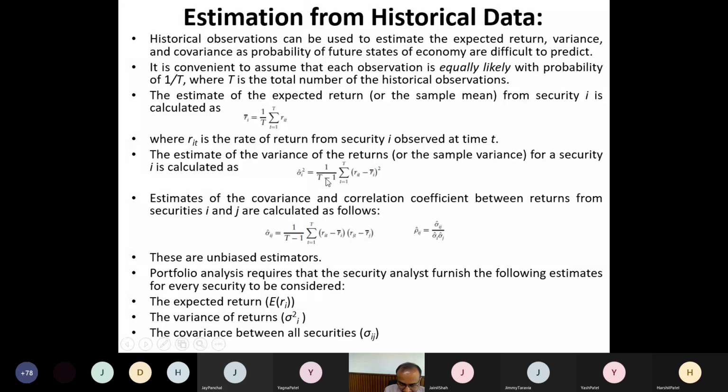This term is 1 by T minus 1 because this is an unbiased estimator. If I write 1 by T, it becomes a biased estimator. This unbiased and biased estimator you will study in estimation theory in probability and statistics. Right now we assume that if we write 1 by T minus 1, it is an unbiased estimator, and if we write 1 by T, it becomes a biased estimator. In estimation theory, it is desired to have the unbiased estimator. So we write 1 by T minus 1. That's it. So sigma i cap square equal to 1 by T minus 1, sigma t equal to 1 to capital T, Rit minus Ri bar whole square.